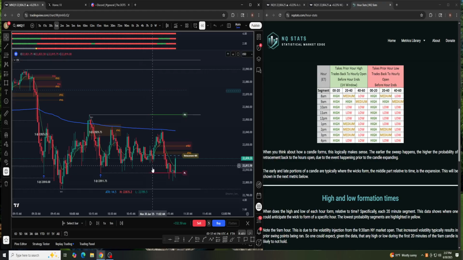So basically, if you look on the left where the chart is, at 11 o'clock, make a little vertical line. You look left. You look for the high and low of the previous hour. So the 10 a.m. hour, the high is right here, and then the low is right here. This indicator PL, PH. So if the low is taken in the first 20 minutes, so if you look on the right, takes prior hour low, and then this column right here in the first 20 minutes, so you go to 11 a.m., there's a high likelihood that price will trade back to the hourly open before the hour ends.